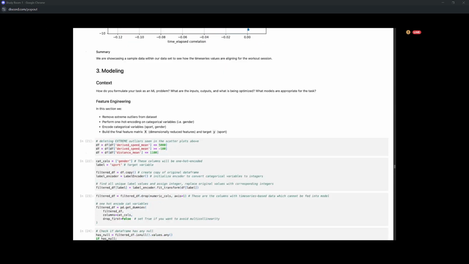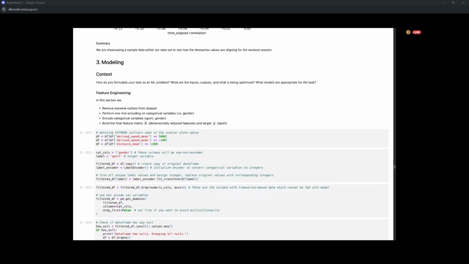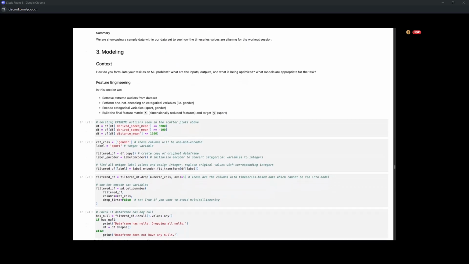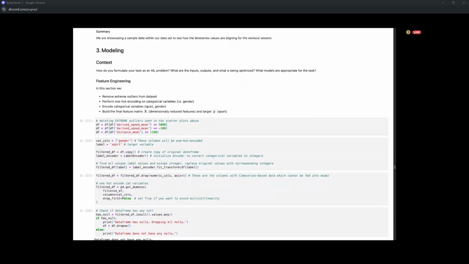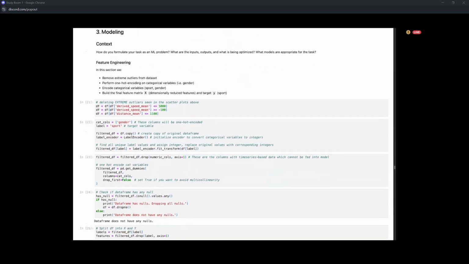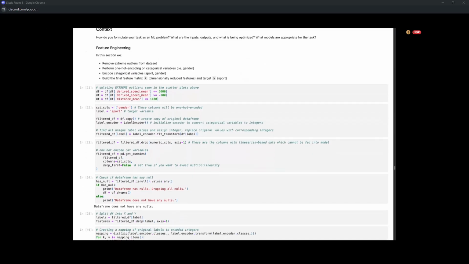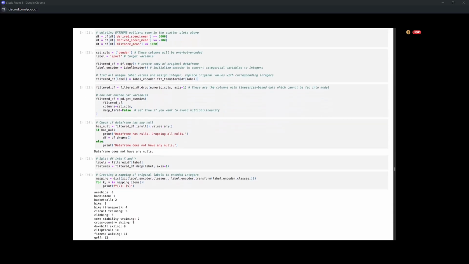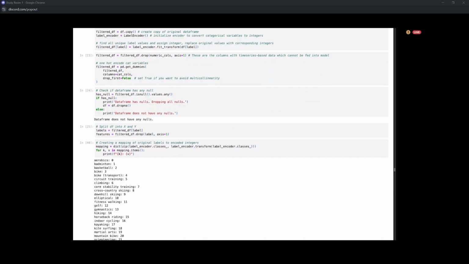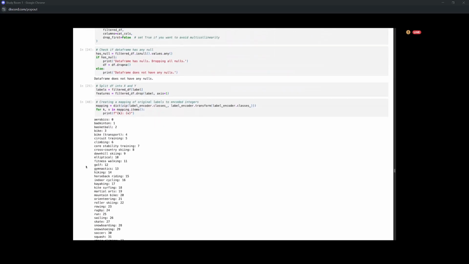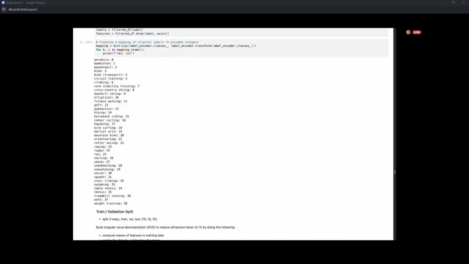And then moving on to our modeling, before we applied any machine learning algorithms to this data set, we did some additional data cleanup and feature engineering. The first thing that we did was remove those additional outliers that we saw in our categorical box plots for derived speed mean, and then some additional outliers from distance mean. And then we one hot encoded our gender variable, and then encoded our target variable sport. And then we double checked that our data set still didn't have any NA values before splitting it into our X and Y data sets, which is our feature set and label set respectively. And then now we'll get into our machine learning modeling.